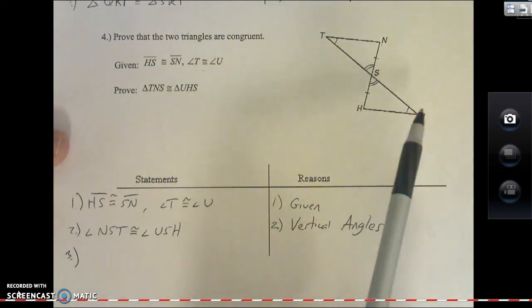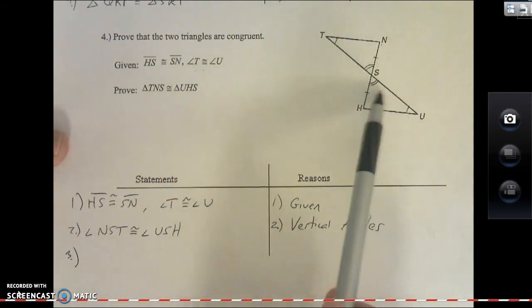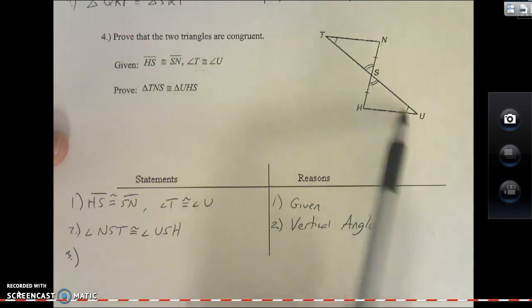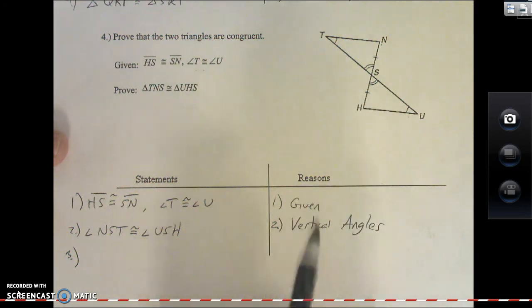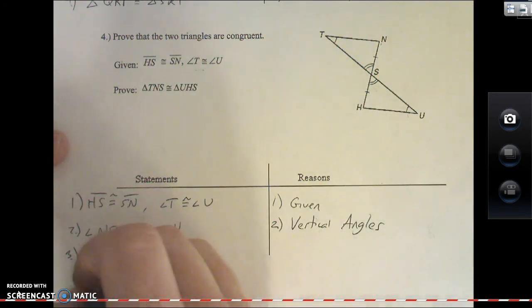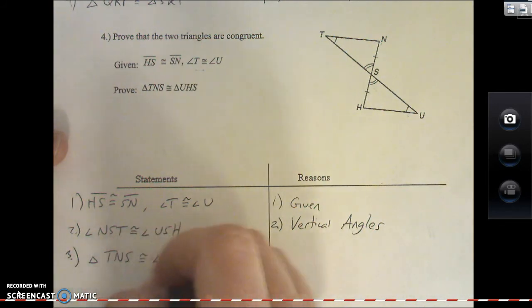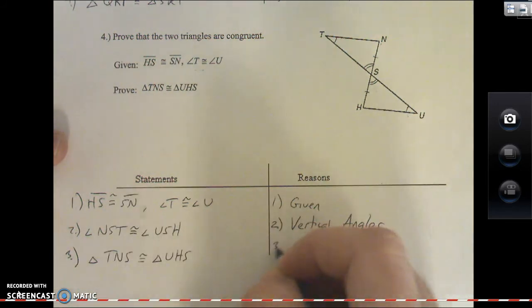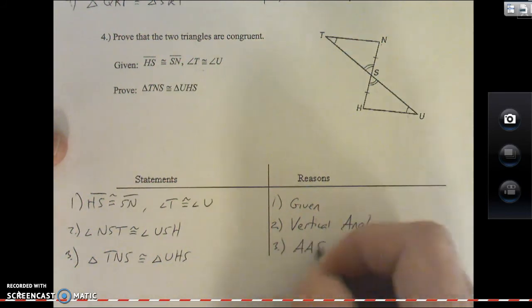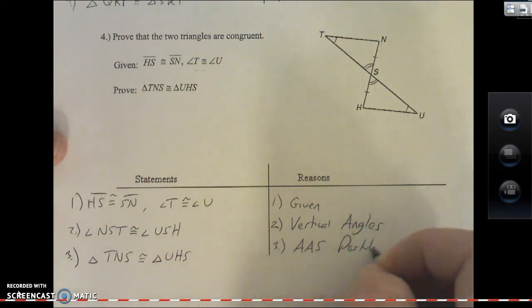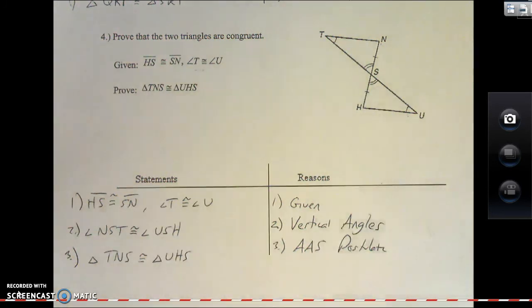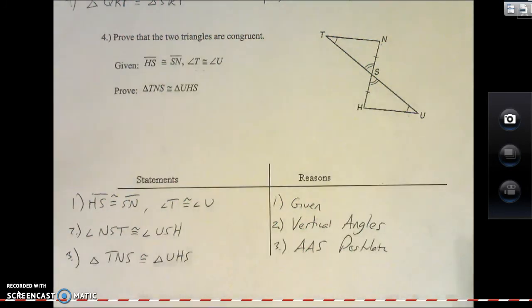Now I've got what I need. I've got an angle, side, AAS. So for my last one, I can say triangle TNS is congruent to triangle UHS, and that's just the AAS postulate.